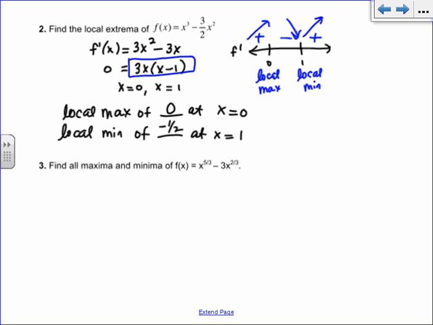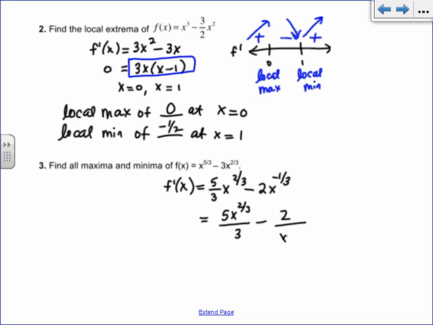All right, number 3, a little bit harder because we have rational exponents, so fractional exponents. So I find the first derivative. I get 5/3 x to the 2/3 minus, when I do 3 times 2 over 3, I get 2, x to the -1/3. When you have exponents and some are positive and some are negative, you actually will need to get common denominators. So I'm going to do 5x to the 2/3 all over 3 minus 2 over x to the 1/3.